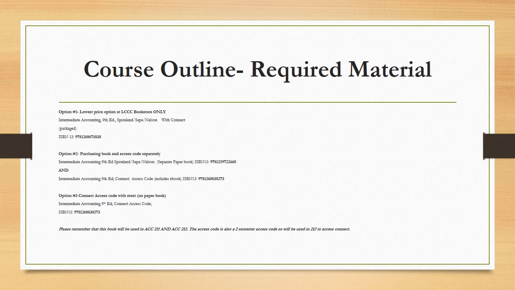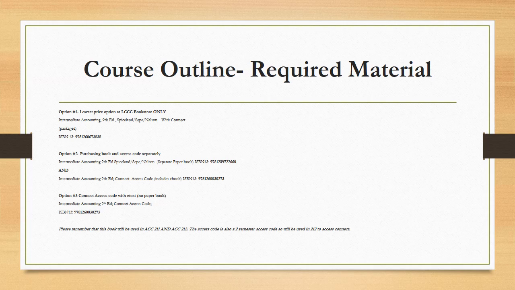Now, option 1, which when you look at the course outline will be in much bigger print, is the book and the access code. We use the Connect course management system, which is McGraw-Hill's course management system for this course. So you can buy the book and the access code together at the LCC bookstore. And the ISBN given there is only available at the LCC bookstore. This book and access code should not cost you more than $120.